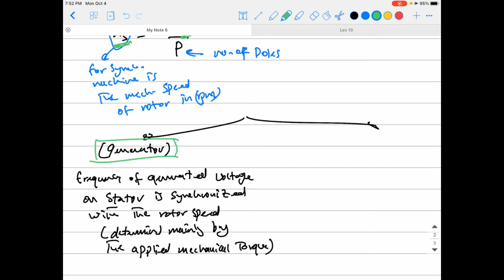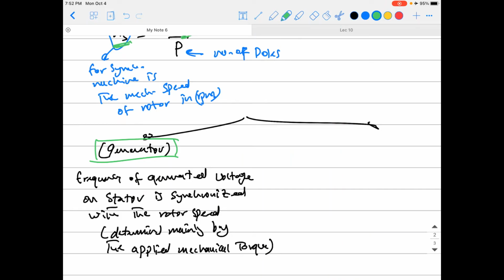For a generator, we apply an external mechanical torque or force to rotate the rotor to a certain speed. So for a synchronous machine, whatever speed you apply from outside will directly influence the frequency of the induced voltage in the stator, okay? And that's some sort of a spoiler to keep in mind.